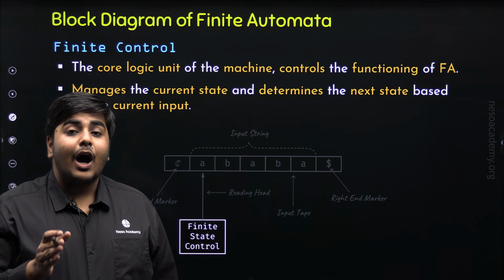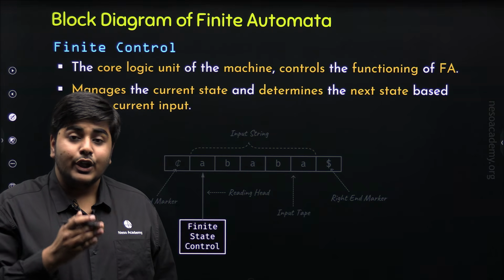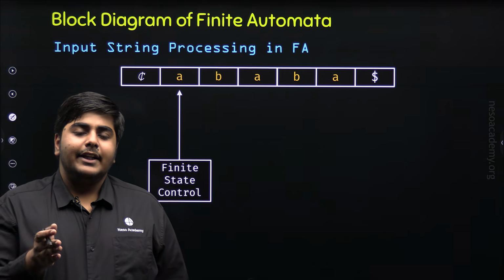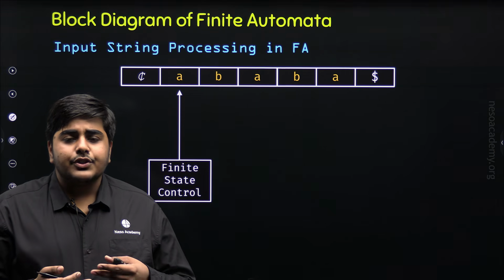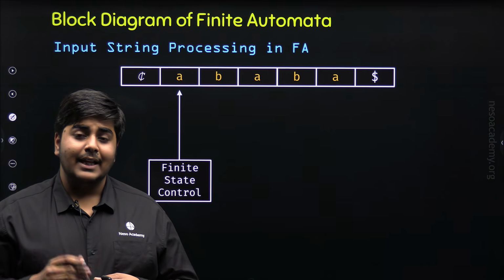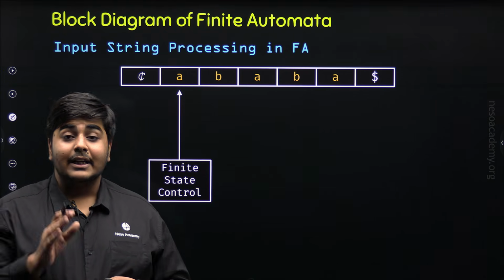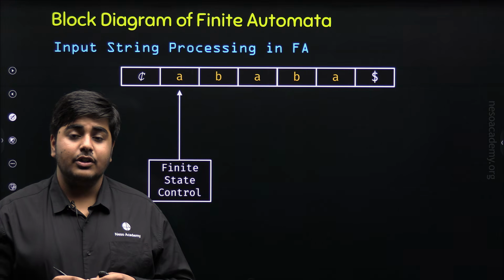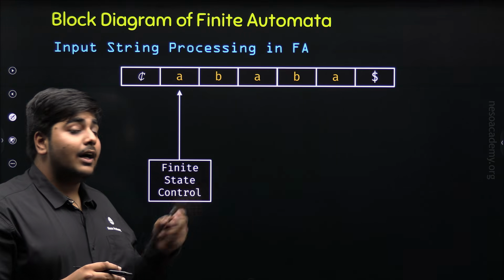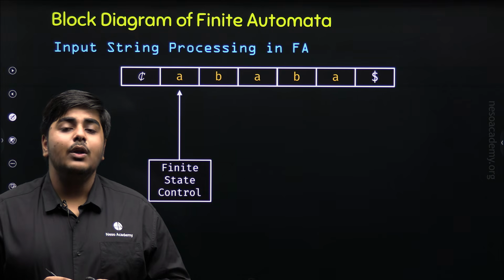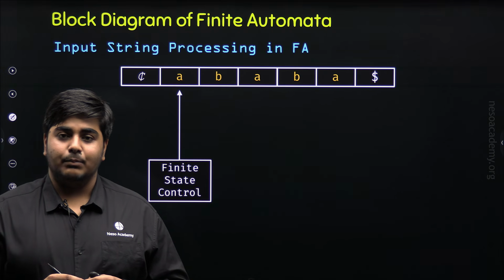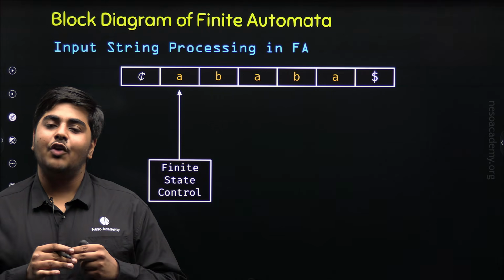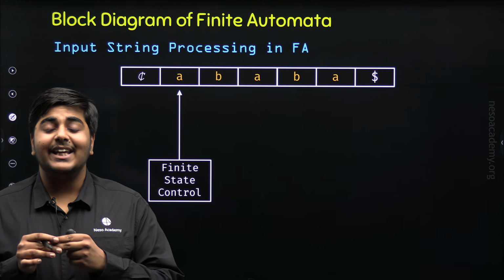Now we will see how we can process an input string using the block diagram of finite automata. Now you may ask me that in the previous lecture, we have already understood how to process an input string. Then why again? There we processed an input string with the diagrammatic representation of a finite automata. But here, I will show you the actual internal working when we are processing an input string using a finite state control. So now let's start the processing of our input string ABABA.